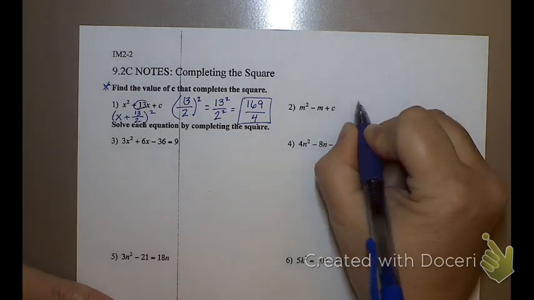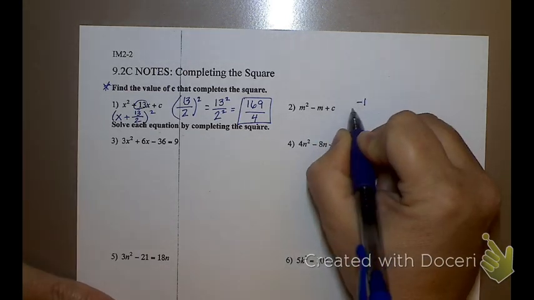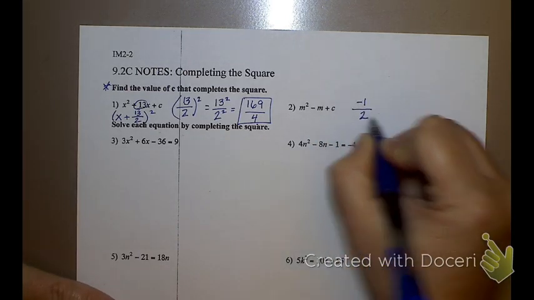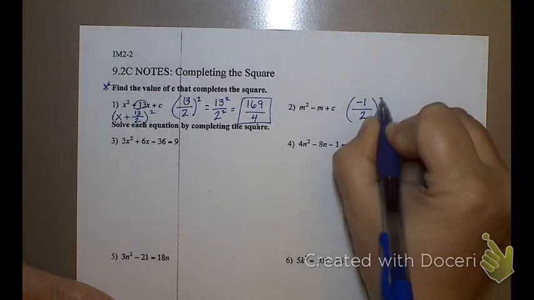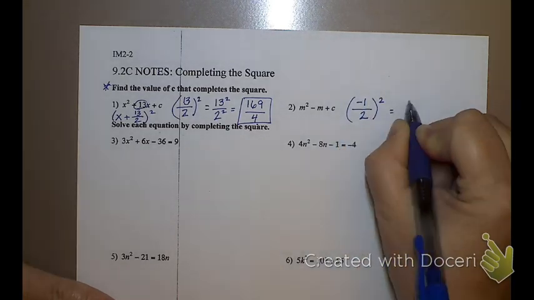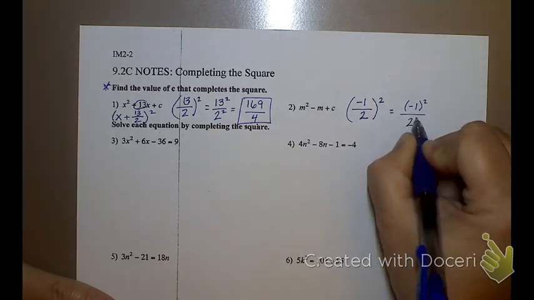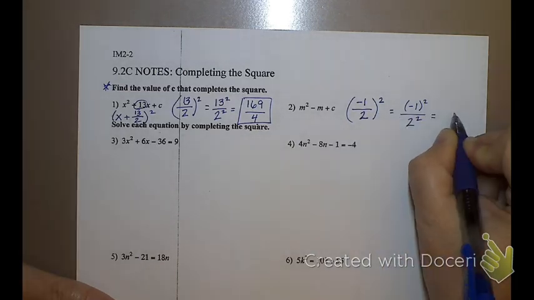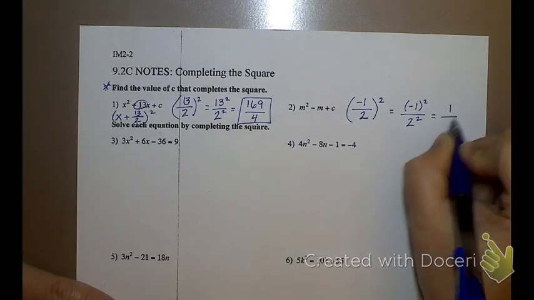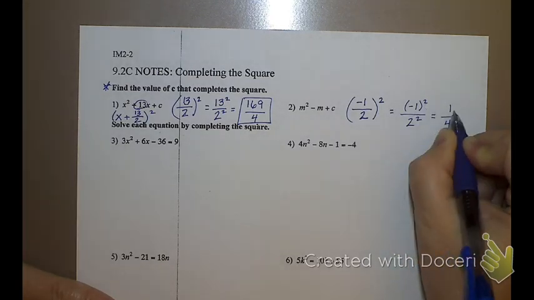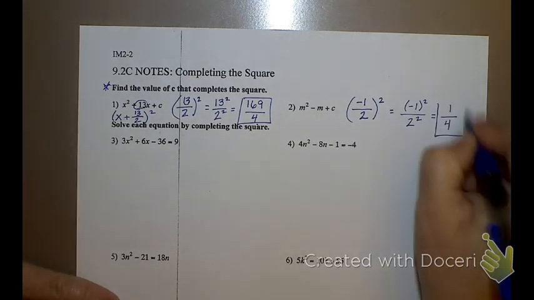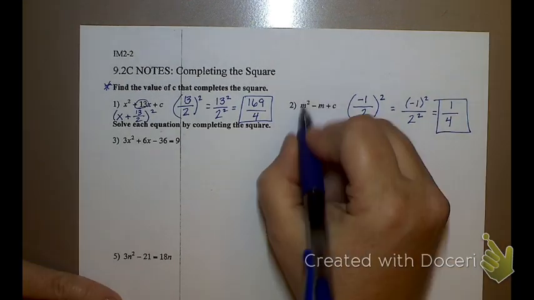I take my B value, which is -1. I divide it by 2, and then I square it. Well, I can't divide it nicely, so I'm going to take -1 and square it, and I'm going to take 2 and square it. And what does that give me? 1 over 4. -1 squared, remember, is +1. So my C value would be 1/4.